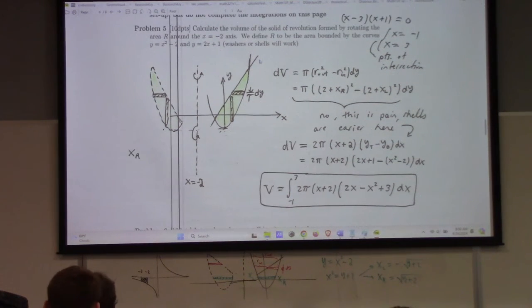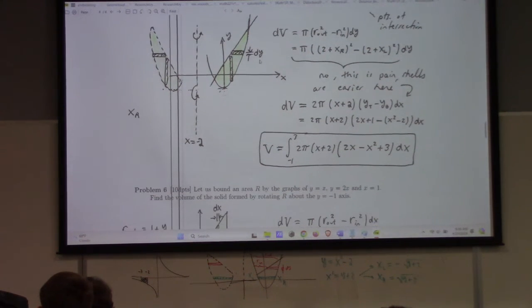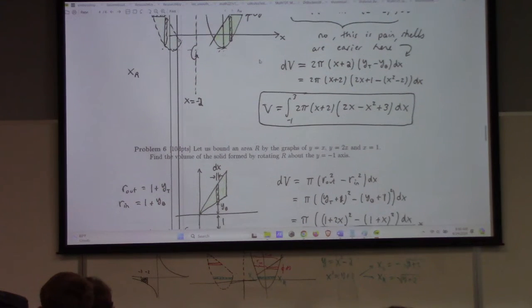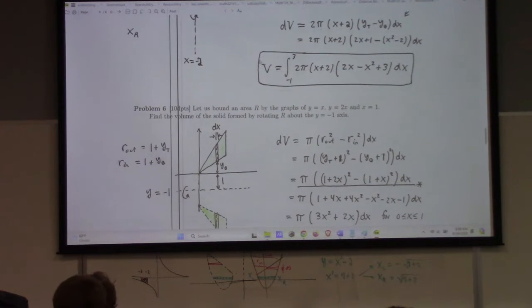So these were unfriendly advice. I said washers or shells will work. As I was warning you guys in the math battle, that's not good advice. That's unfriendly advice, is what that is.